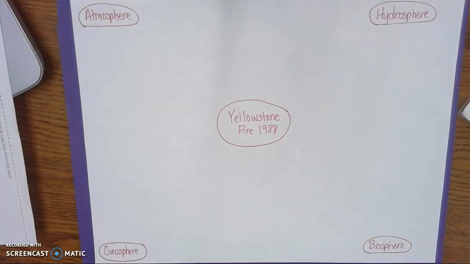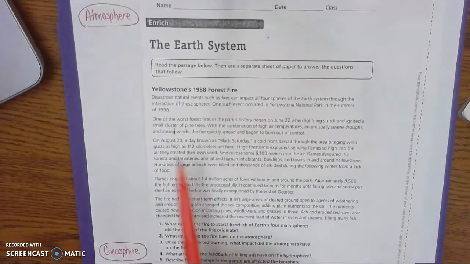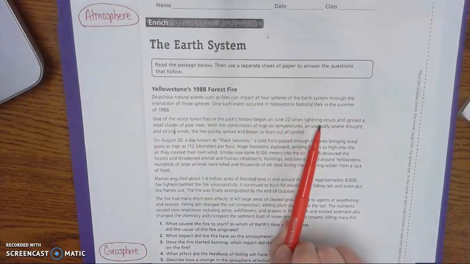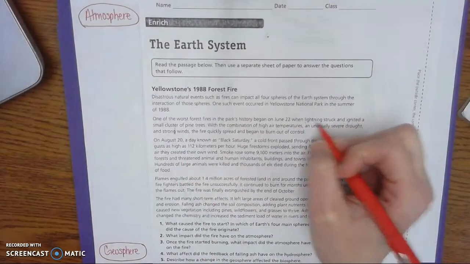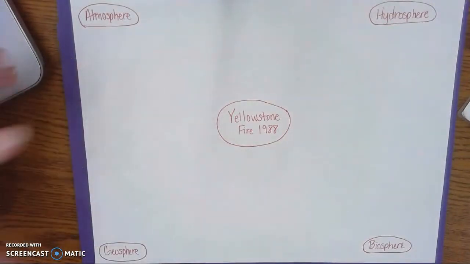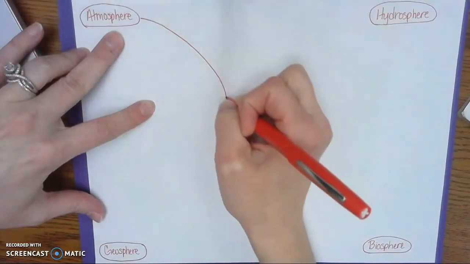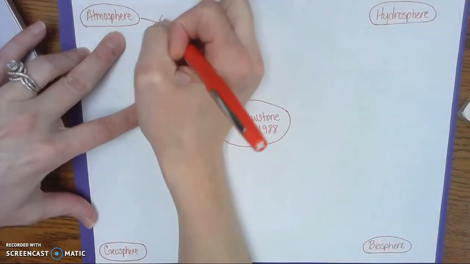So first things first is, what was the starting event that caused this to happen? If we go back to our reading, it said here that one of the worst forest fires in the park's history began on June 22nd when lightning struck and ignited small clusters of pine trees. So we're looking at lightning here. Lightning striking, and that's going to come from which sphere? Lightning is going to come from our atmosphere. So let's draw a line going here to here. So here we've got a nice lightning strike.